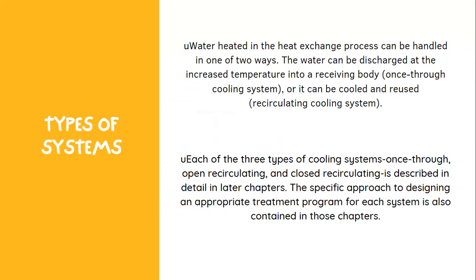So, types of system. Water heated in the heat exchange process can be handled in one of two ways. The water can be discharged at the increased temperature into a receiving body, a once-through cooling system, or it can be reused, a recirculating cooling system. Each of the three types of cooling systems, once through, open recirculating, and closed recirculating, is described in detail in later chapters. The specific approach to designing an appropriate treatment program for each system is also contained in those chapters.